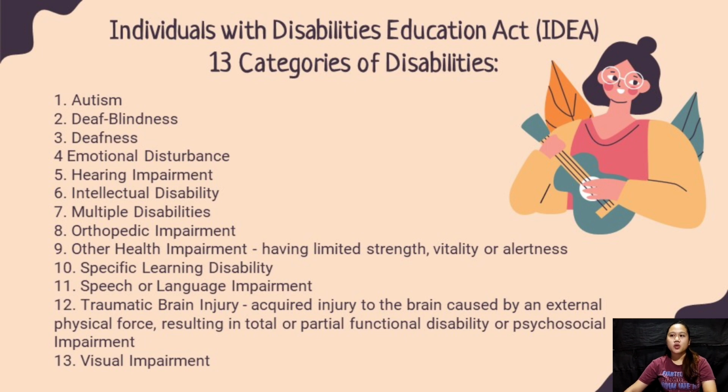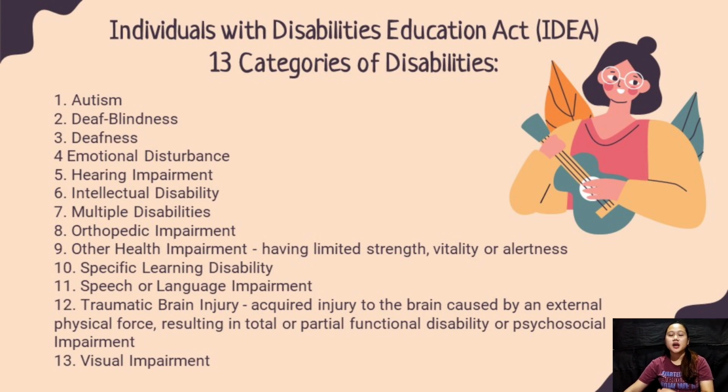So number 7 is multiple disabilities. It is a combination of impairments which result in such severe educational needs that they cannot be accommodated in a special education program for just one of the impairments. So deaf-blindness is not included in the definition.